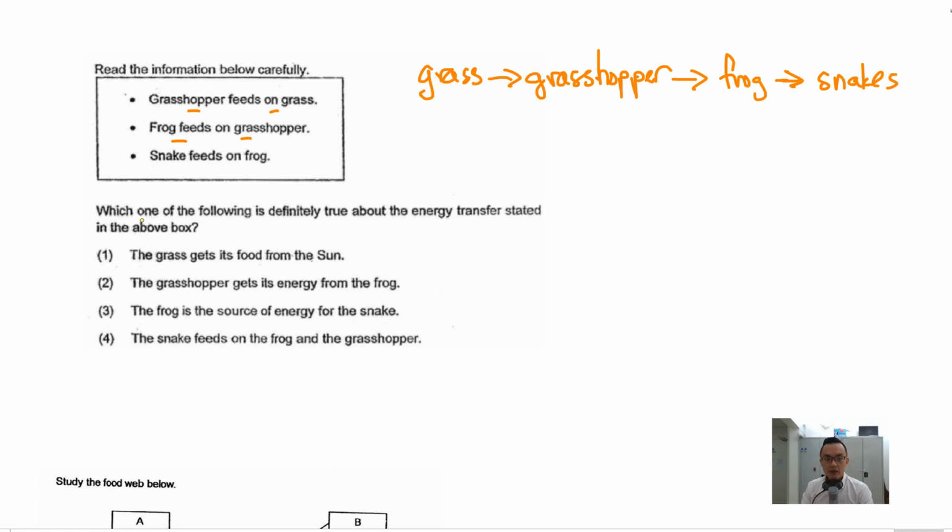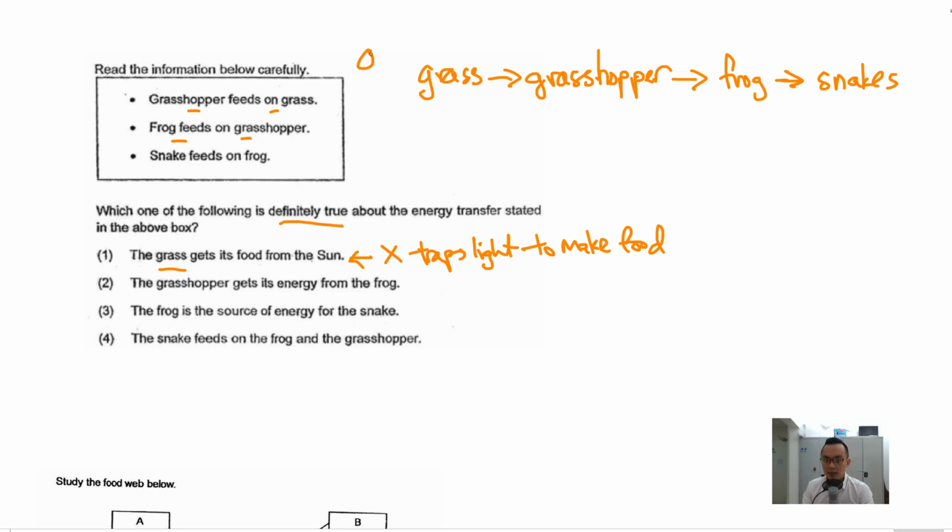So let's look at the statements. Which one of the following is definitely true about the energy transfer stated in the above box? The grass gets its food from the sun. Is it true? It's not true, because the grass doesn't get its food. The grass traps light to make food. So it doesn't get its food from the sun. I can say the grasshopper gets food from the grass, but not that the grass gets food from the sun.